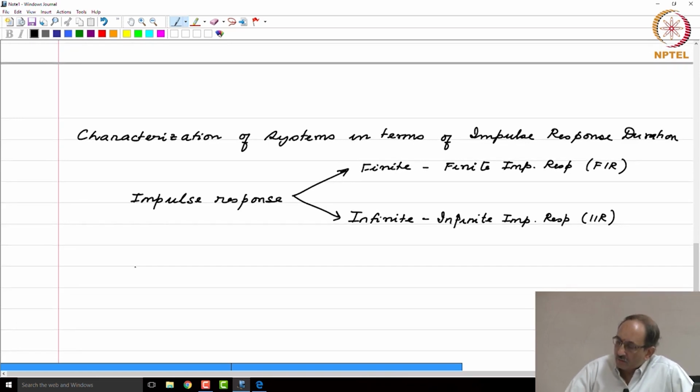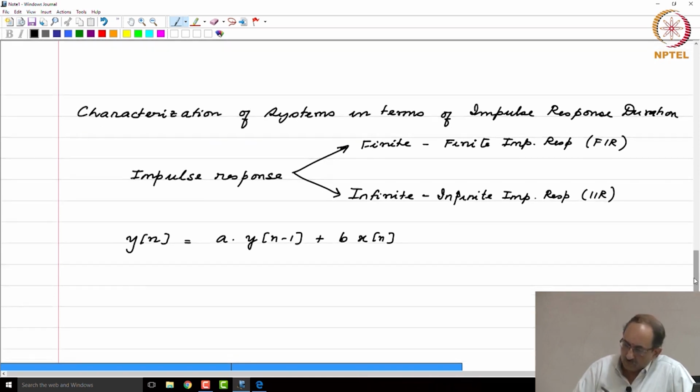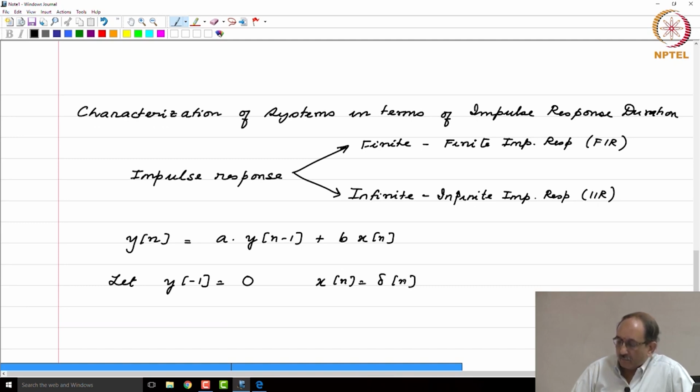Now, let us look at this simple difference equation. y of n equals a times y of n minus 1 plus b times x of n, and then we will assume y of minus 1 to be 0 and let x of n be delta of n, and then to satisfy the mathematician we will assume a not equal to 0.